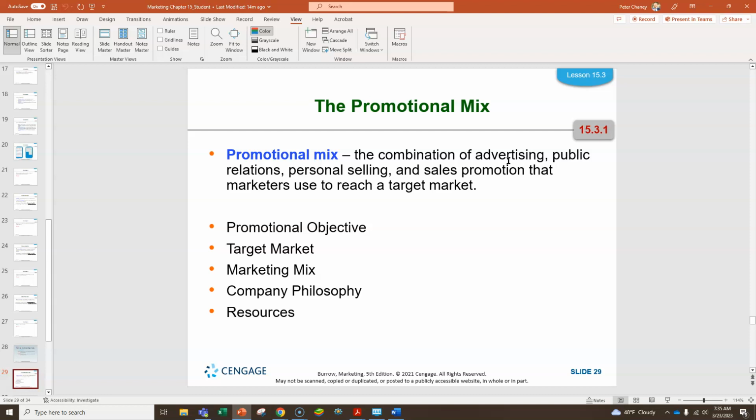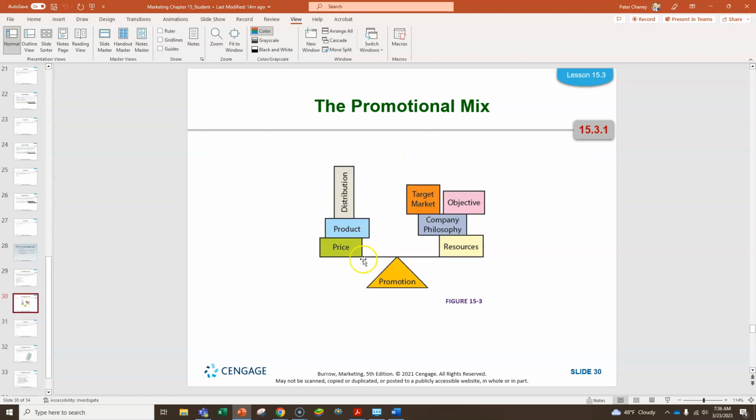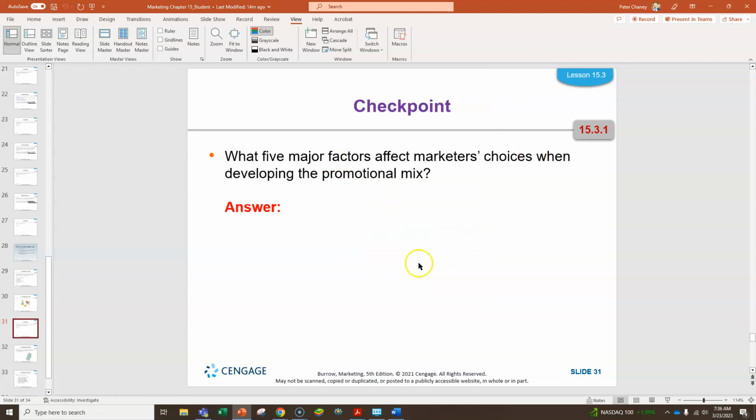A lot of times it's not just one. So in that mix, we're talking about promotional objective, target market, the marketing mix, the 4 Ps, company philosophy, and then the resources you have to take advantage of those promotional mixes. Okay, so here is the balance of promotion. You've got price, product, distribution. That was like the 4 Ps. But then you've got to balance that with your target market, the objective that you have, company philosophy, and the resources. Okay, so and then we'll have this question about the 5 major factors that affect marketers' choices.